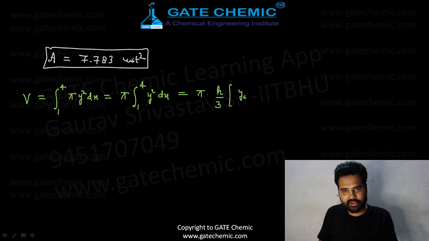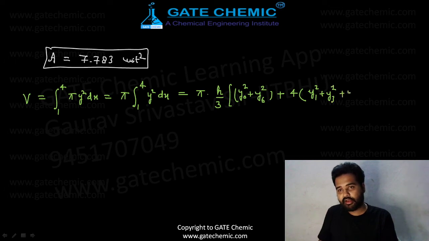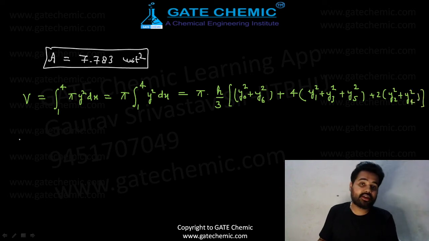So it's h by 3 times y naught plus yn. Yn was y6. So y naught square plus y6 square, plus 4 times all odd terms. So it's y1 square plus y3 square plus y5 square. This is a beautiful short trick beta. You can solve such questions very easily this way. Plus 2 times the even terms, y2 square plus y4 square. Okay beta, now put all values there.